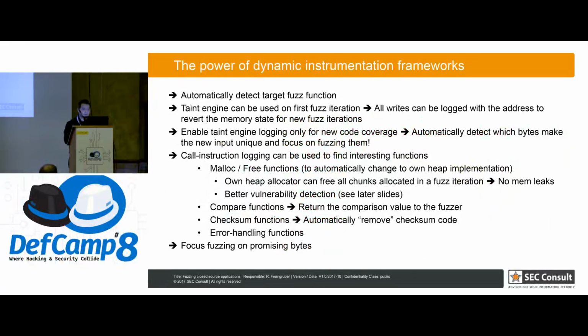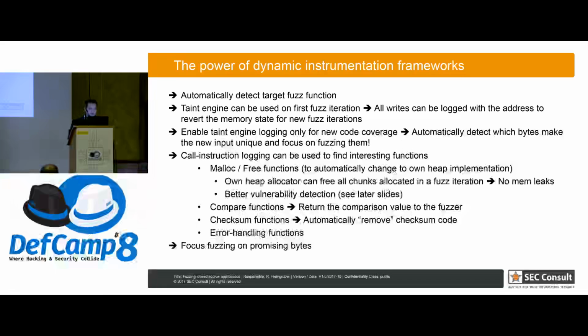Like I already mentioned, you can automatically detect the target function which you want to fuzz. Then, in the closed source application, I can execute one iteration of this function and use this taint engine to see on which global bytes this iteration is writing. And then I know which memory regions I have to revert to jump back to the start of the function, to start with a fresh memory layout, so that I have the same global variables in every iteration. The same I can do with the heap management: I can replace it, and then I can just free everything which was allocated inside one iteration, so that I'm not spraying the memory, so that I'm not filling up the memory.